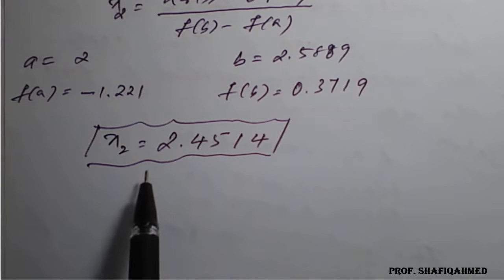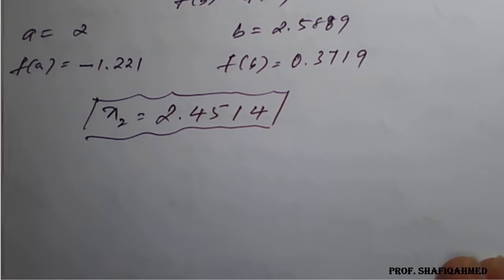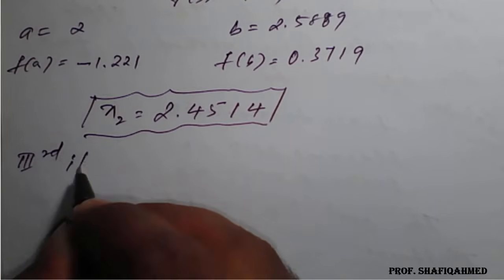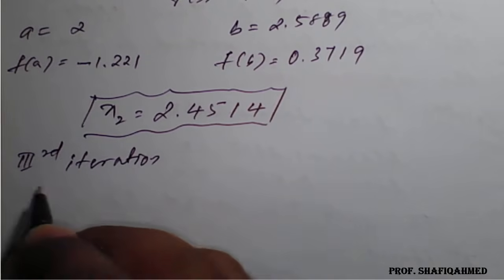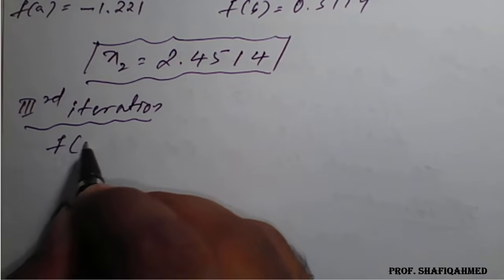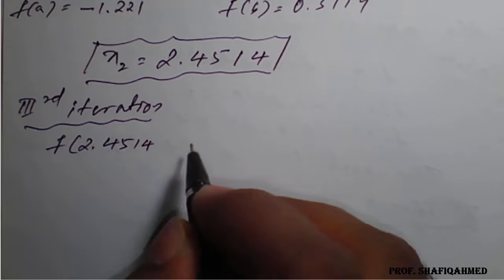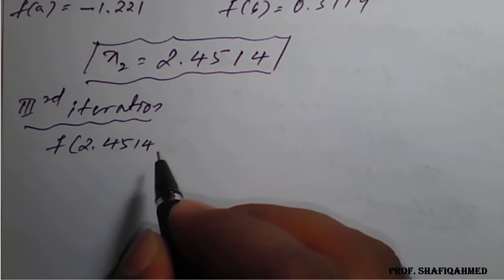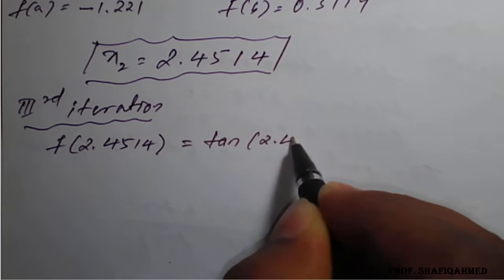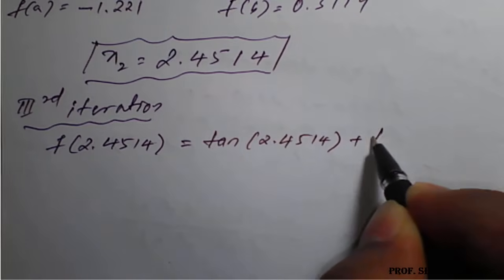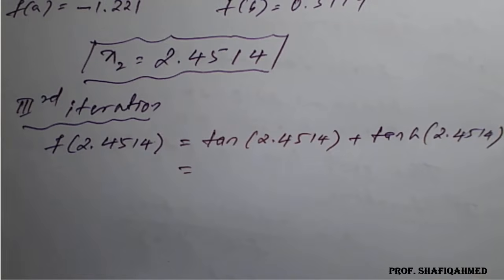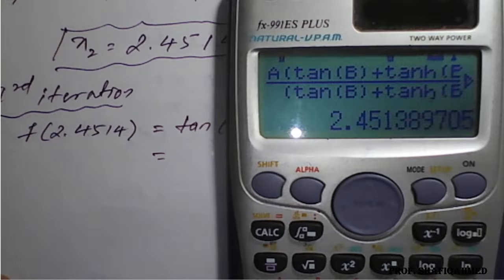Next, our first iteration and second iteration are not matching at all, not approximately the same. So we'll go for the third iteration. For this third iteration we need to check in the above equation, that is f of 2.4514 is equal to tan of 2.4514 plus tan hyperbolic of 2.4514. So we need to apply this value in the calculator.